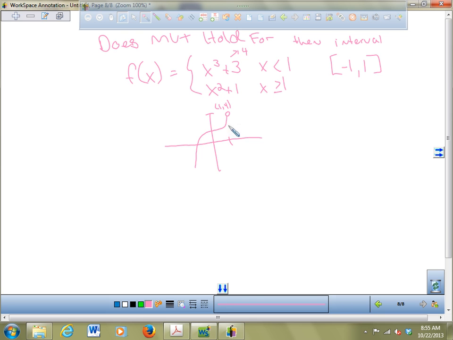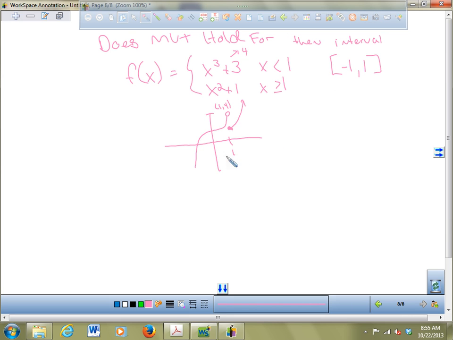2, okay? And this looks like the function x squared plus 1, which is a parabola. So we're coming down here, and probably it's going up from there, right? Because x squared plus 1 kind of goes like this, okay? So this piecewise function looks like this. Does the mean value theorem hold on the interval -1 to 1?